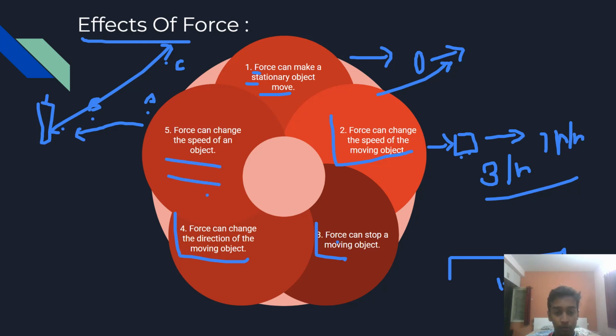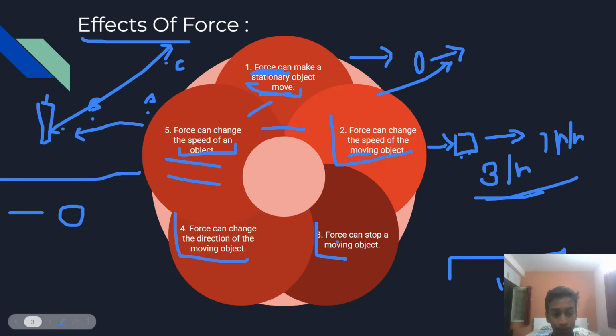Force can also change the speed of an object. Now this and this are interconnected. Let me explain. Here force can change the speed of an object, and here force can change the speed of a moving object. Here the object is actually stationary, and here the object is already moving at 3 kilometers per hour. And how are these both interconnected? Here you're talking about force making a stationary object move, and here also a stationary object is moving. When you apply force from this side, the ball moves this side, but at a certain speed, let's say 10 kilometers per hour. So this is a certain speed the ball is moving at.